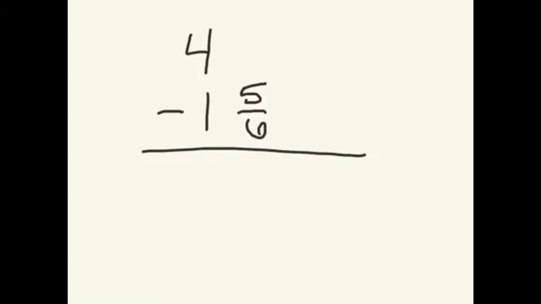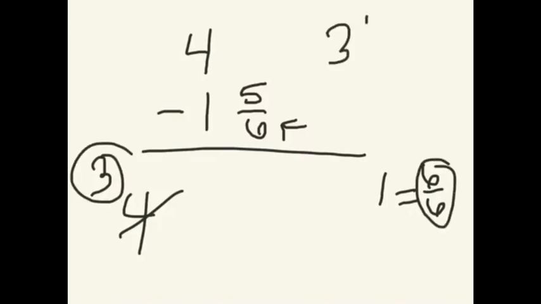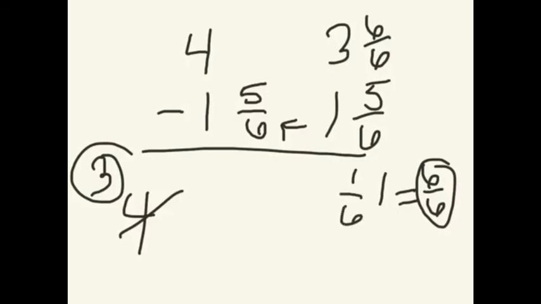So here's a problem where you're taking 1 and 5/6 away from 4. Okay, 4 doesn't have a fraction, but it could. Again, if I borrowed 1 from 4, I'm going to use 6 in this case because my denominator is already 6, so there's no point in using any other denominator but 6. So I'm going to say 1 equals 6/6. So 4 is going to be the same as 3 and 6/6. So now I can take 5 away from 6, and I can take 1 away from 3. And I get 2 and 1/6.